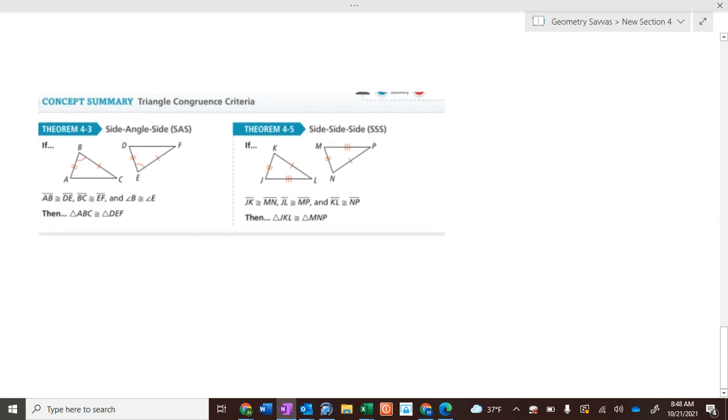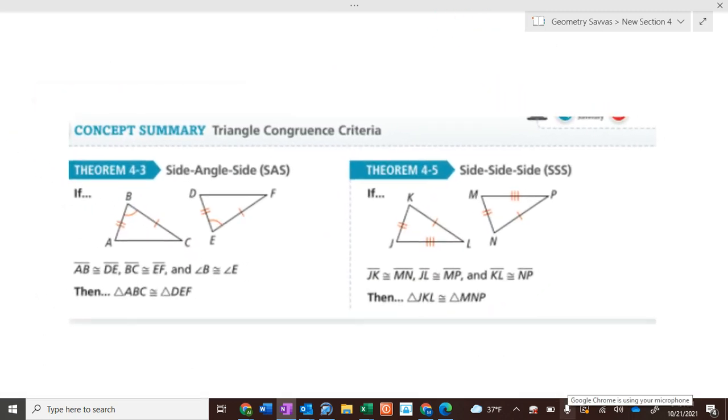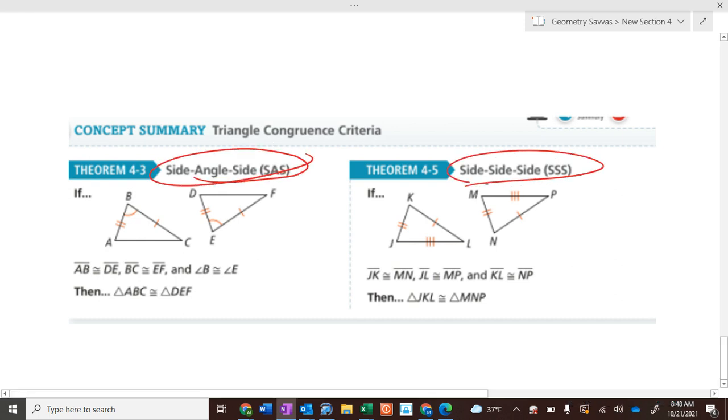Okay. So in review, we have side angle side, 2 sides, and the angle in between. Okay? Now, you might have a proof, and in the proof, you might have to use that CPCTC, but that's only after the step after you do something like this, okay? Of proving certain things congruent.